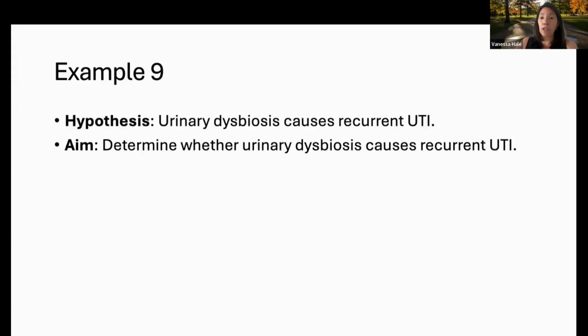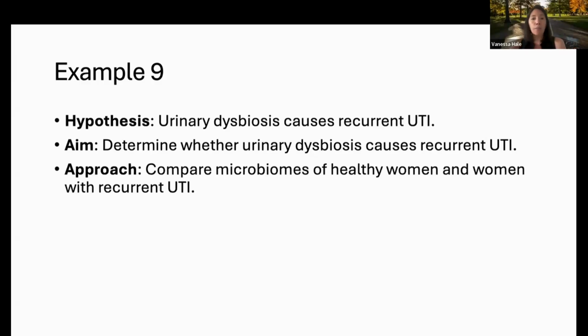Urinary dysbiosis causes recurrent urinary tract infection. The aim is determine whether urinary dysbiosis causes recurrent urinary tract infection, and the approach is to compare the microbiomes of healthy women and women with recurrent UTIs, or urinary tract infections. So we've got some nice comparison groups. We've got a kind of specific aim. What are you thinking about this group 4?